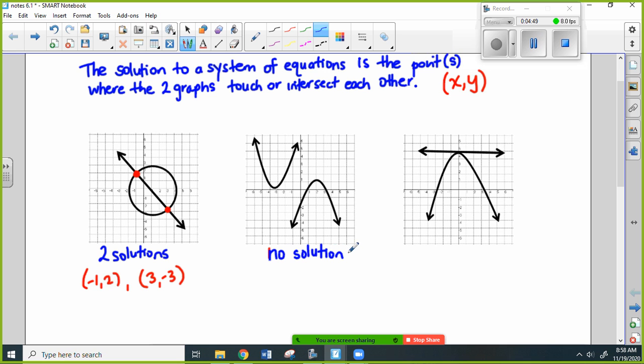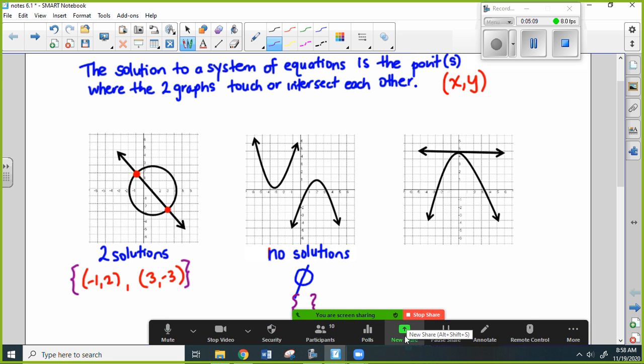All right, and so then remember we have a symbol for that. It is literally the no solution symbol. Okay, if for some reason you were ever asked to put your solution in fancy curly brackets, then remember that would look like empty curly brackets. Okay?